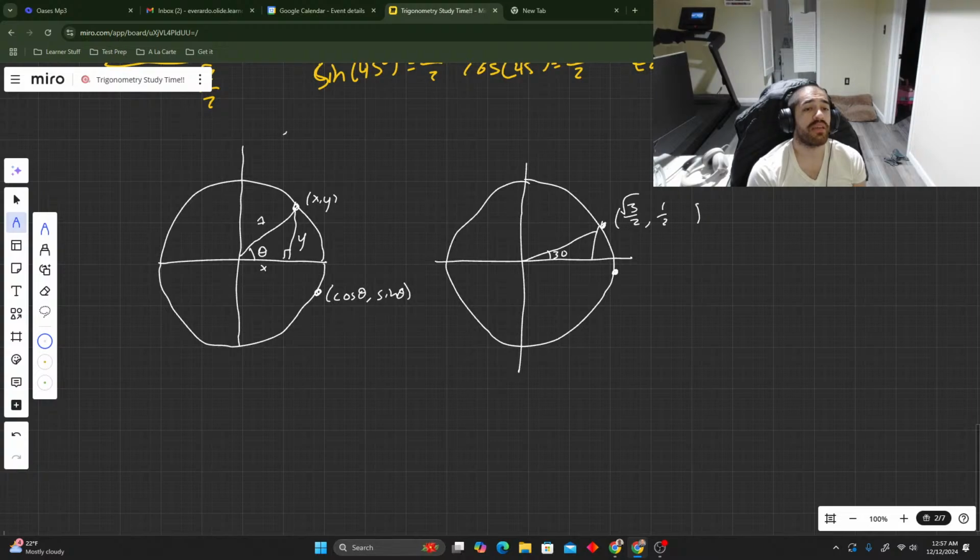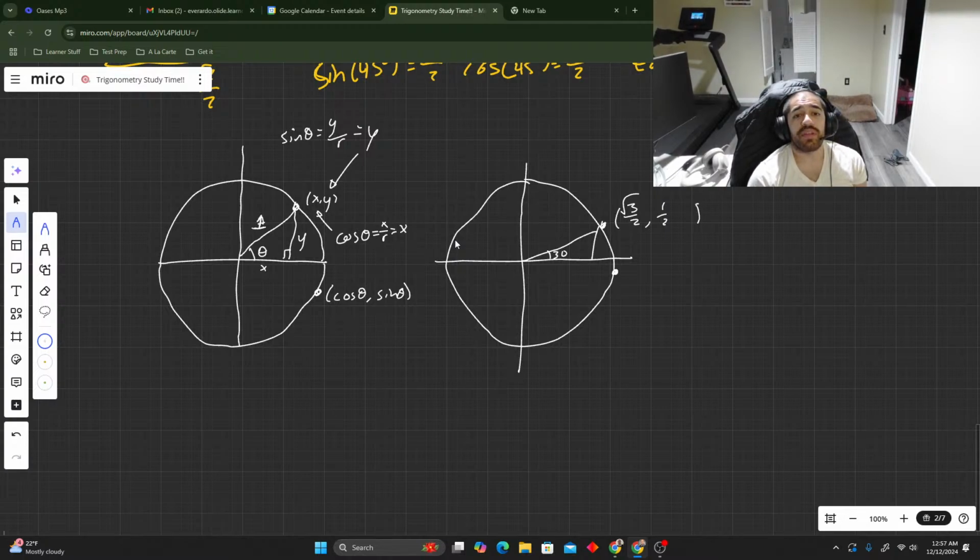Remember, keep in mind, what's the equation for sine of theta? It's going to be y over r. If r is equal to 1, this is just y. Same thing with x. Cosine theta is equal to x over r. Remember, r is equal to 1, so this is just x. Remember, these are unit circles.